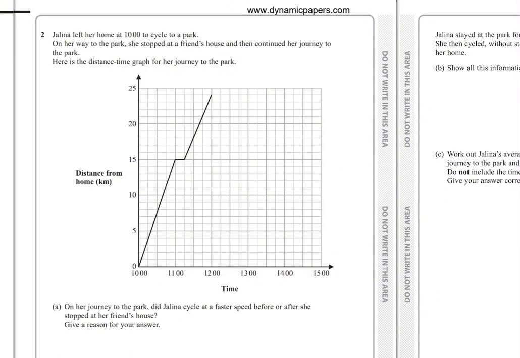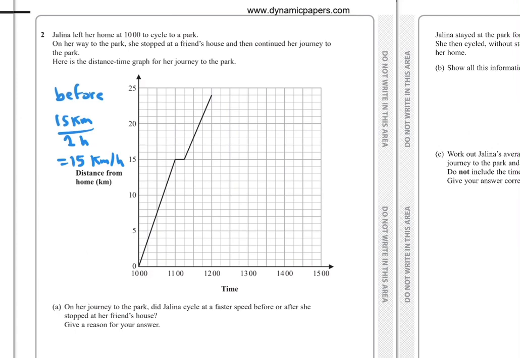The gradient of the line equals rise over run, or you can take 2 points, then y2 minus y1 over x2 minus x1. So to find the speed before she stopped, rise over run, so 15 over 1, so 15 kilometers over 1 hour, so 15 kilometers per hour.